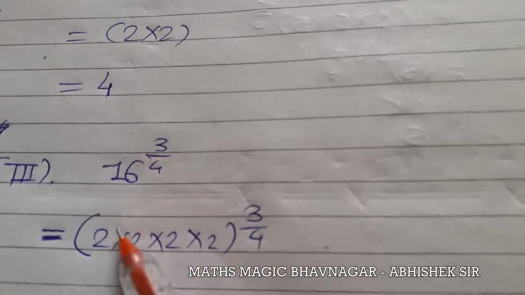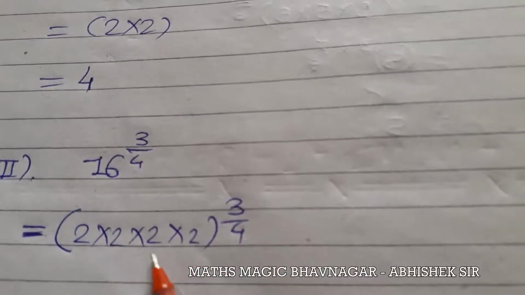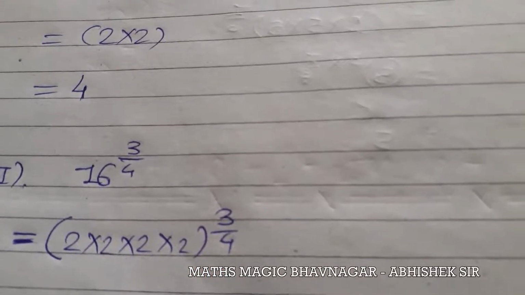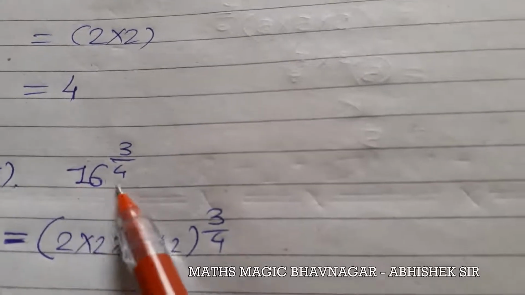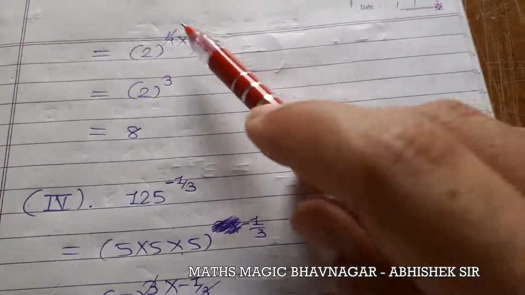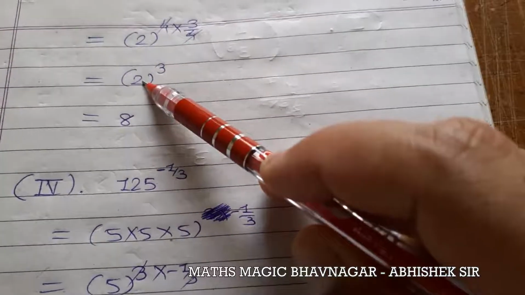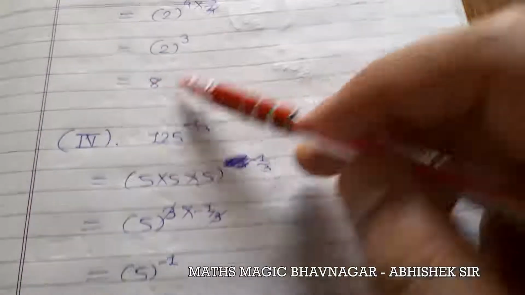And the sub question 3 is 16 raised to 3 by 4. We know that 16 is the multiplication of 2, 4 times. 2 into 2 is 4, 4 into 2 is 8, 8 into 2 is 16. So 4 times multiplication of 2 is 16. So 2 raised to 4 into 3 by 4. 4 4 are cancelled in the exponent, so we are getting 2 raised to 3, that is 2 into 2 into 2. We have to multiply 2, 3 times. That is the answer, 8.